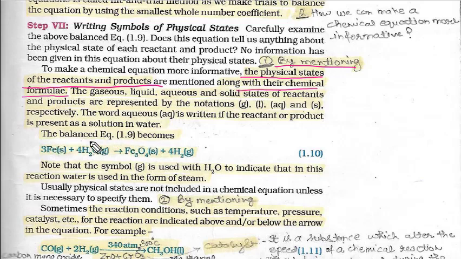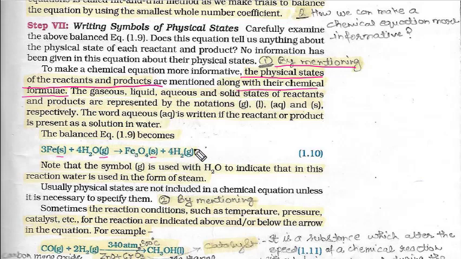So our balanced equation was 3Fe plus 4H2O gives Fe3O4 plus 4H2. As you can see, iron we will take in the solid state. Water, I have already told you, we have to take in the gaseous form, which means in the form of steam. Then it will form Fe3O4. I have already told you that it is a mixture of FeO and Fe2O3, so it will be in the solid form.